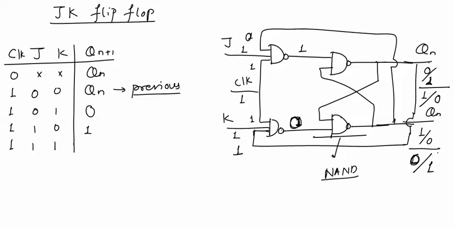Whatever may be the value of Qn, if inputs J and K are 1 1, the JK flip flop will change its output. If Qn is 1 in the previous case, it will make it 0. If it is 0 in the previous case, it will make it 1. So every time when input is 1 1, output will be the complement of the previous output, Qn, and this state is called the toggle state. So a JK flip flop will toggle when both the inputs are at logic 1.